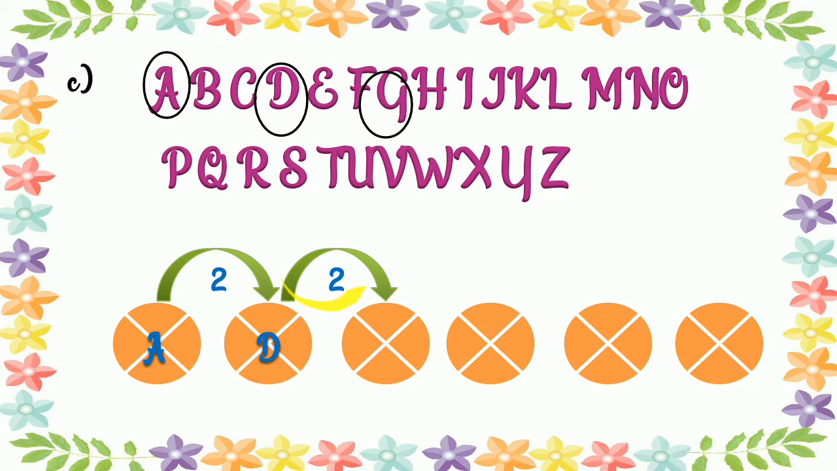How many letters do we cut? We cut two letters, or we leave two letters, to continue the series. So our answer is G. A, D and G. In this continue the alphabet, or continue the letter, we cut two letters to continue the series.